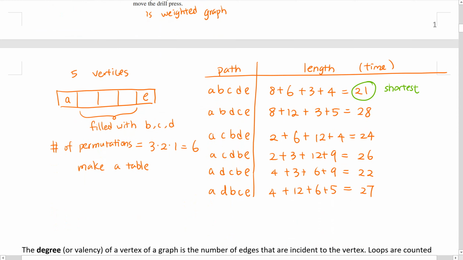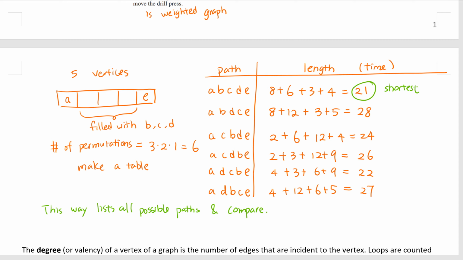Okay, so this way, we list all of the possible paths, and we can compare.